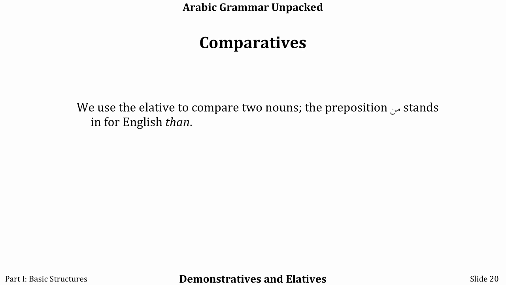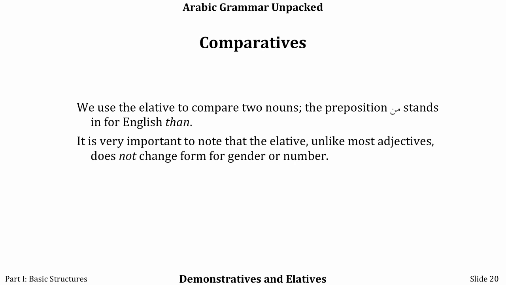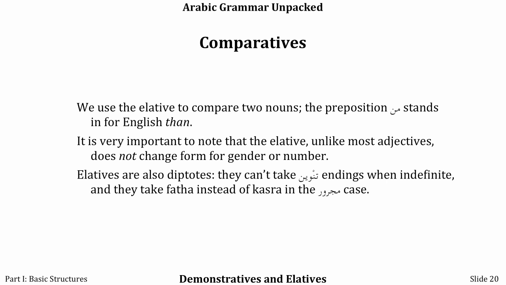Let's take a look at comparatives, where we compare one thing to another. The preposition min here will stand in for English than when we're comparing two things. So it is very important to note that the elative, unlike most adjectives, never changes form for gender or number. It's akbar is just akbar. Ahsan is just ahsan. We never add ta marbuta. We never add human plural endings of any kind. We just leave it as ahsan or akbar.